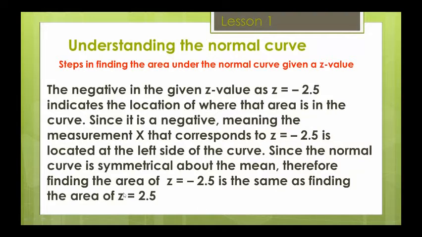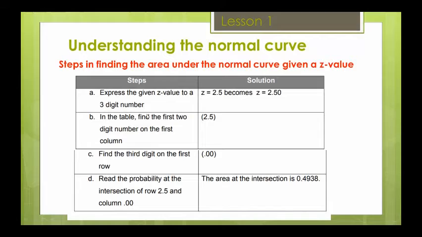So, pwede rin natin gagamitin instead of z is equal to negative 2.5, pwede natin hanapin doon sa z table natin yung value ng z is equivalent to 2.5. So, pareho lang po yun sila ng value. Okay, first is express the given z value to a 3-digit number. So, since the given is 2.5, mag-add lang tayo ng 0 to make it 3 digits.